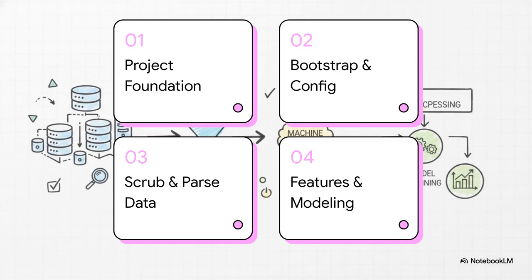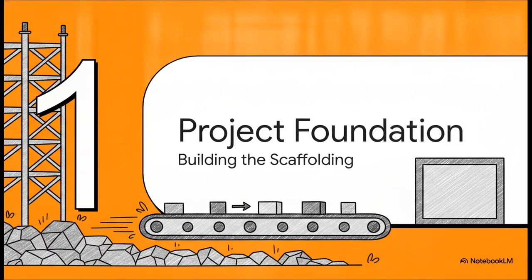We've got a fairly dense 11-step process ahead of us, but we're treating it like an assembly line blueprint to keep it super manageable. It's broken down into 4 main phases. First, laying the project foundation. Then, bootstrapping and configuration. After that, scrubbing and parsing data. And finally, featurization and modeling guidance. So, starting right off with phase 1, laying the project foundation, building the scaffolding.